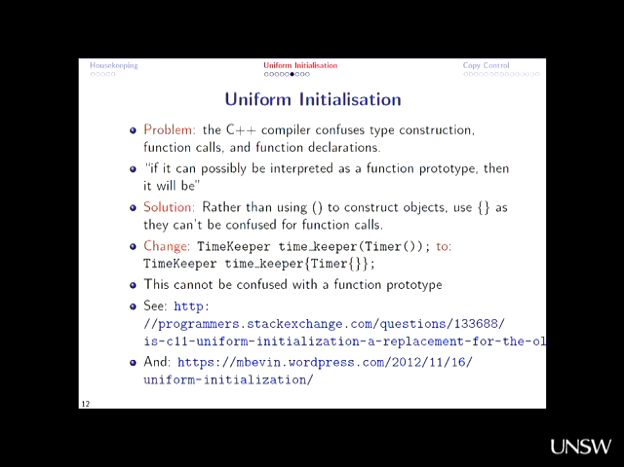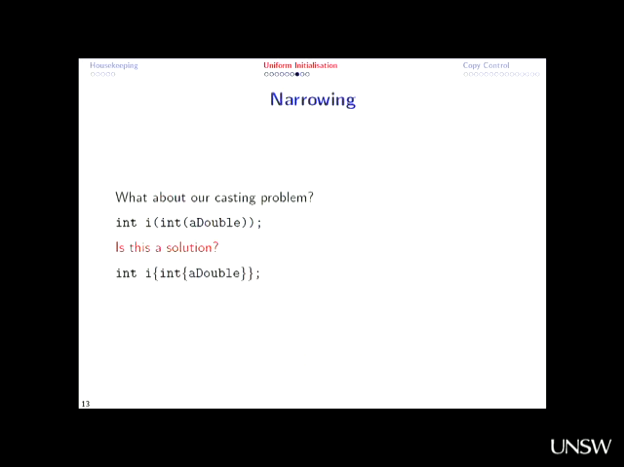Now, what I'm going to return to is what about our problem with int? So we're trying to do the right thing. We're trying to cast a double to an int, and it didn't really work. So according to what I've just told you, is this now a solution to this problem?